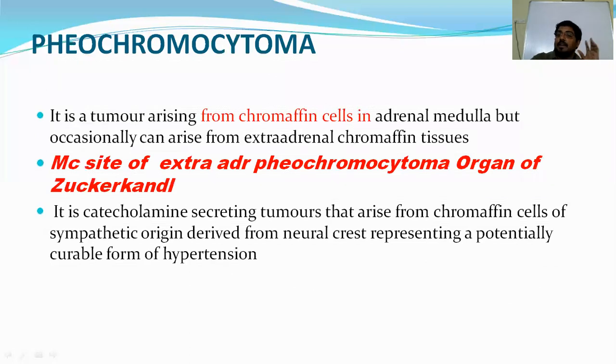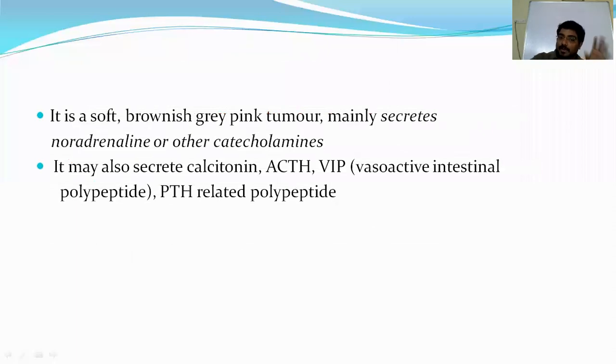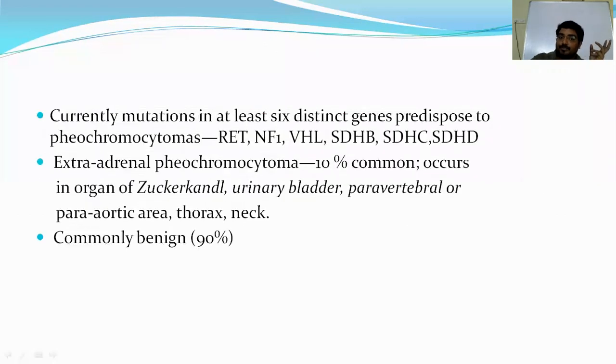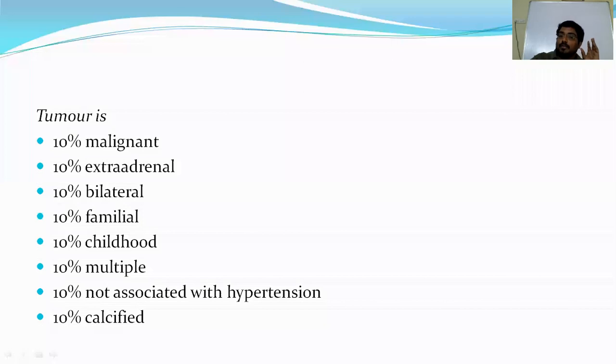See, pheochromocytoma arises from the chromaffin cells of the adrenal medulla, and it can also arise from extramedullary tissue. The most common site of extra-adrenal pheochromocytoma is the organ of Zuckerkandl. It is a soft, brownish gray-pink tumor that mainly secretes noradrenaline and other catecholamines. And the rule of 10: 10% malignant, 10% extra-adrenal, 10% bilateral, 10% familial, 10% childhood, 10% multiple, 10% not associated with hypertension, and 10% calcified.